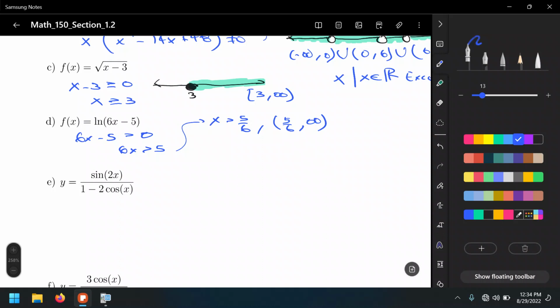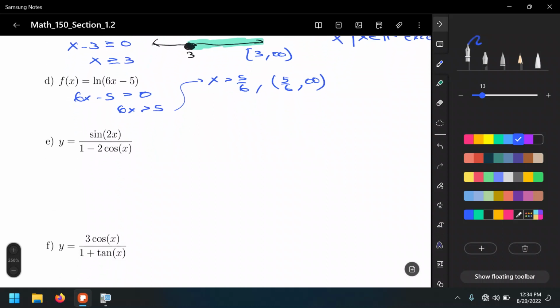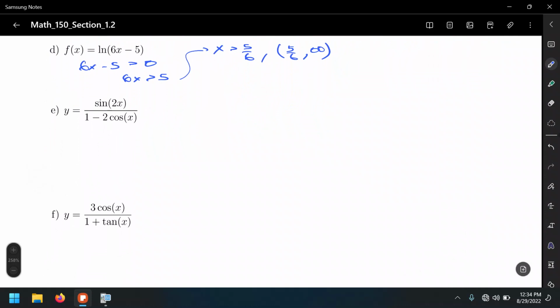Alright, so here we're going to have a combination of fractions and trigonometric functions. Of course, individually, the domain of sine 2x is all real numbers. The sine function doesn't have any gaps, doesn't have any asymptotes like the tangent function, and same for the cosine function that we have in the denominator.